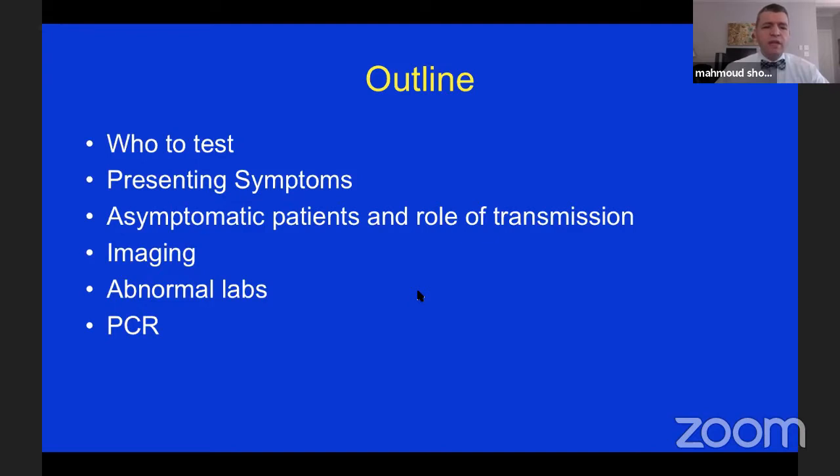Some of the imaging and the role of CT scan, and that also has been covered some. We'll talk about the abnormal labs that can help us identify patients and stratify their risk. And we'll talk about the actual testing, the PCR and the humoral immunity.